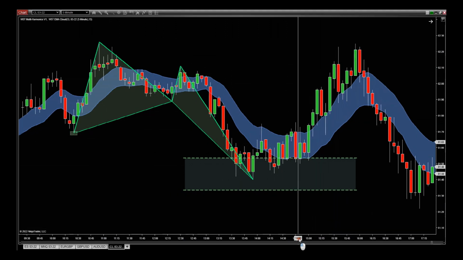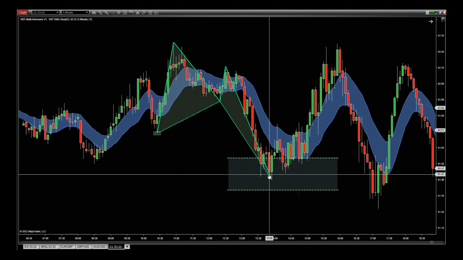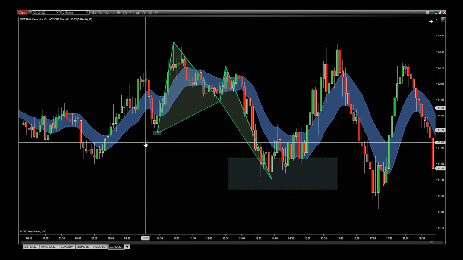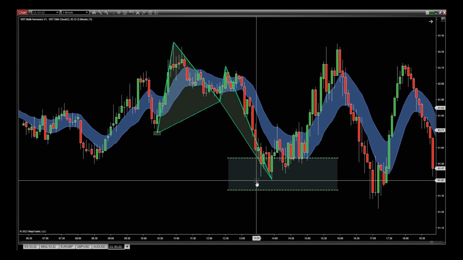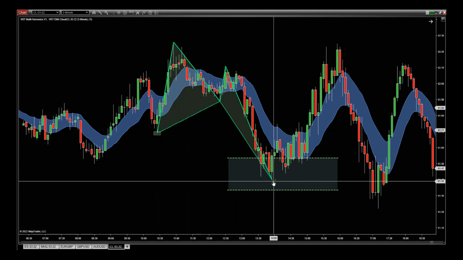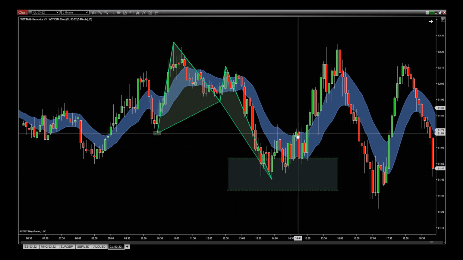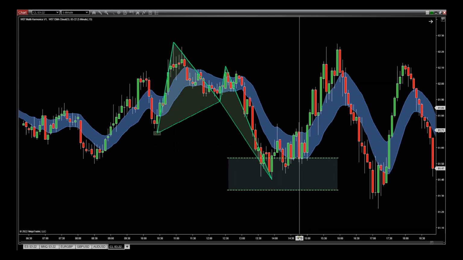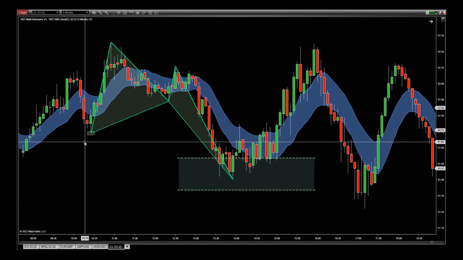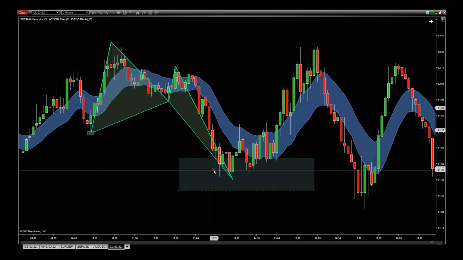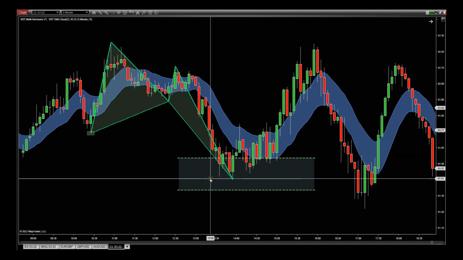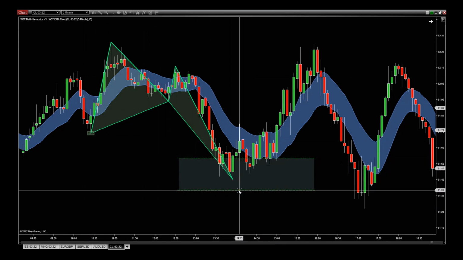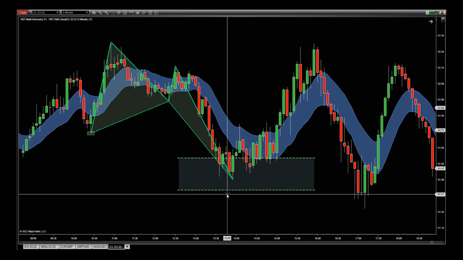So not everything's a runner, but when it completes in that automated completion zone, whether it's a crab pattern, a bat, a butterfly, a deep crab, or whatever it is, when it completes, there's a good chance we start to move away and we can go long to at least this point. So again, it's very, very simple to understand that it does it all automatically. The only thing that you need to wait for is for it to complete and move away. And if it completes in this projected auto completion zone, then you're good to go.